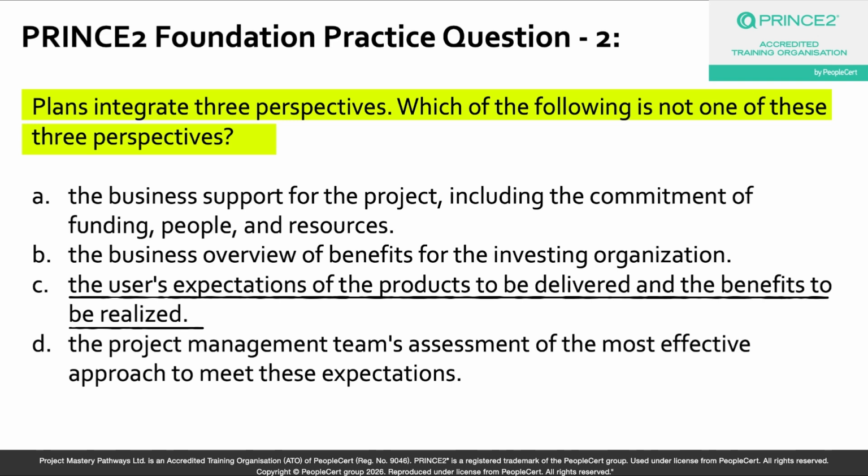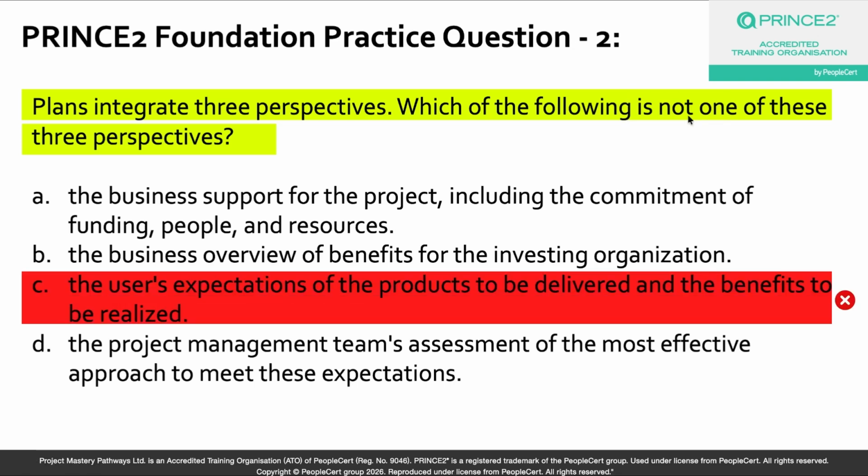So it stays in and we rule it out as the answer for this question, which is a negative type question, because if you see, the word not here is the key to identify such types of questions in your PRINCE2 Foundation exam. Let's look at option D, the project management team's assessment of the most effective approach to meet these expectations.